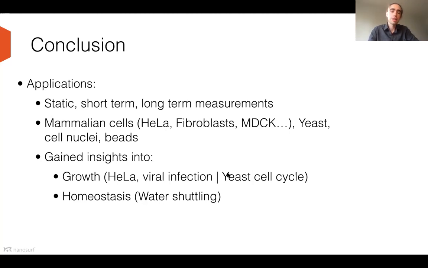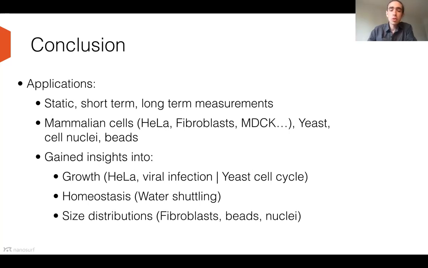You have also seen an example of how you can go into the research of homeostasis, because we have seen in the short-term measurements how water is being shuttled across the cell membrane, which caused our fluctuations. This of course needs way more research, but we were able to see that it was the aquaporin blockage and the reduction of energy content in the cells that stopped that fluctuation in mass. We also saw size distributions, with the fibroblasts, the beads or nuclei, so you can get an idea of how your population looks.